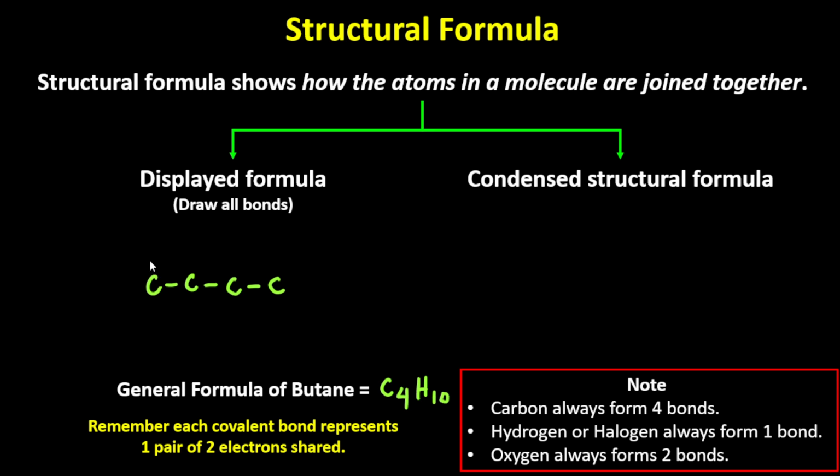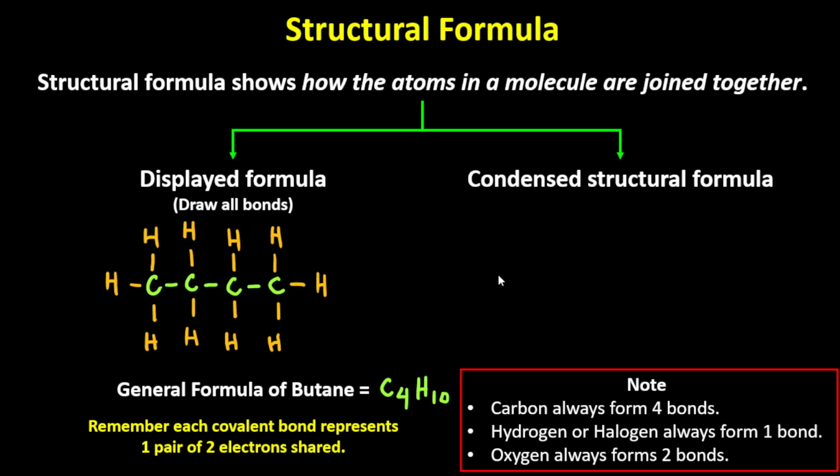Since you already have 1 bond, there should be 1, 2, 3. You already have 1 and 2, so 1, 2. You already have 1, 2, so 3, 4. You already have 1, so it's only 1, 2, and 3. And you fill those up with hydrogen. So this is your display formula because it is actually showing all the bonds and all the connections.